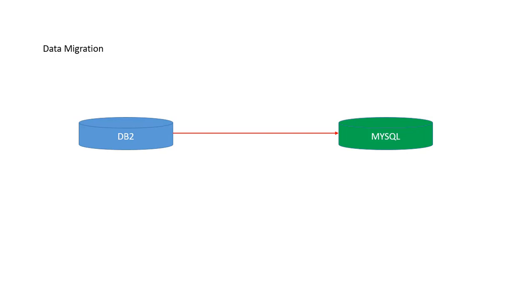And this is done once. We just stop using DB2 and start using MySQL. We have to move our data from DB2 into MySQL in a secure manner. The process of migrating data from one system to another is called data migration.